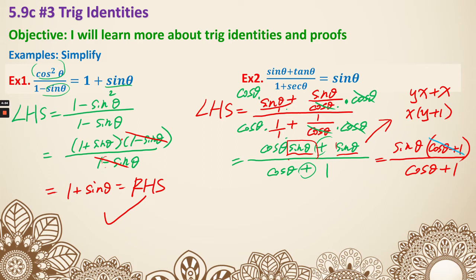Now we can actually cancel the cosine theta plus 1 on the top and the bottom. We are going to be left with just a sine theta. That is our right-hand side. Check mark. That's example 2.